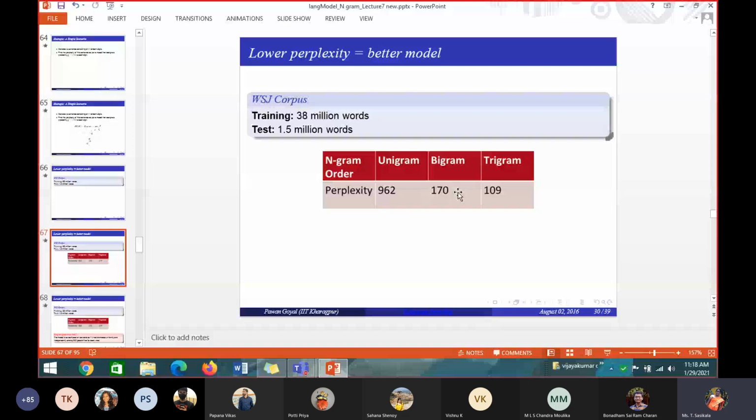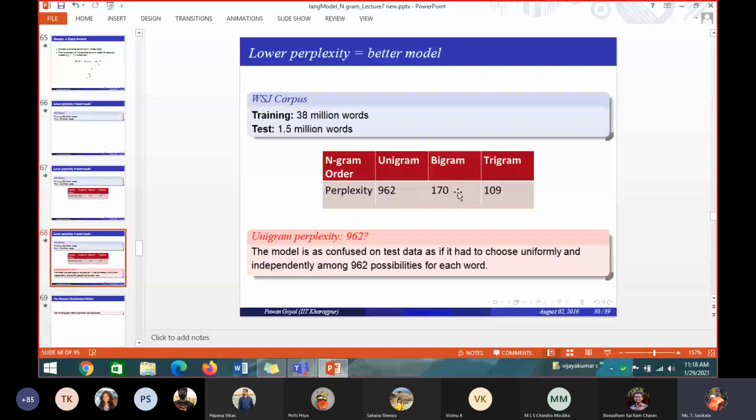That's why they have used the Shannon game. See, the unigram perplexity is 962. This means that the model is as confused on the test data as if it had to choose uniformly and independently among 962 possibilities for each word. So that will be more confused. Okay.